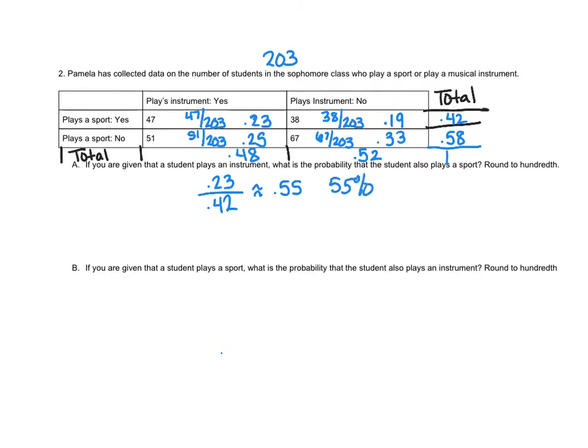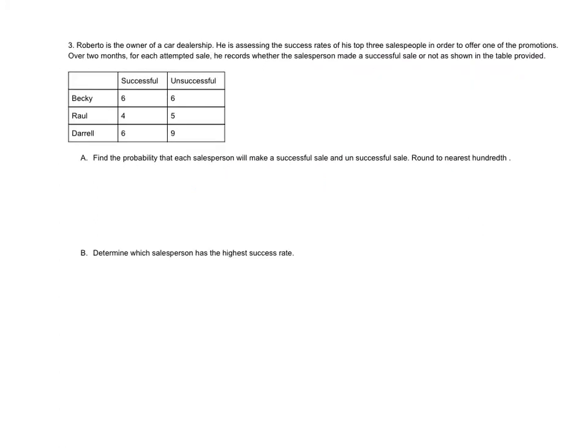If you are given a student plays a sport, what is the probability that the student also plays an instrument? Round to the nearest hundredth. So for this one, we're going to do the 0.23 over the total who play instrument, which is 0.48, and we get roughly 48%. All right, I like that whole method of just making this into your table. So we're going to stick with that.